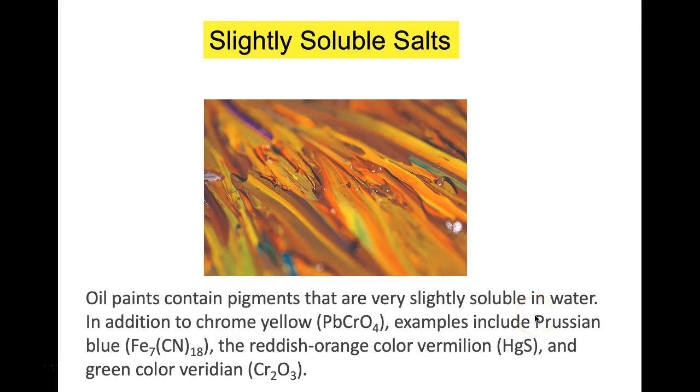Slightly soluble salts is the name of the PowerPoint video for today. Oil paints contain pigments that are very slightly soluble in water. In addition to chrome yellow, examples include Prussian blue, the reddish-orange color vermilion, and the green color viridian.